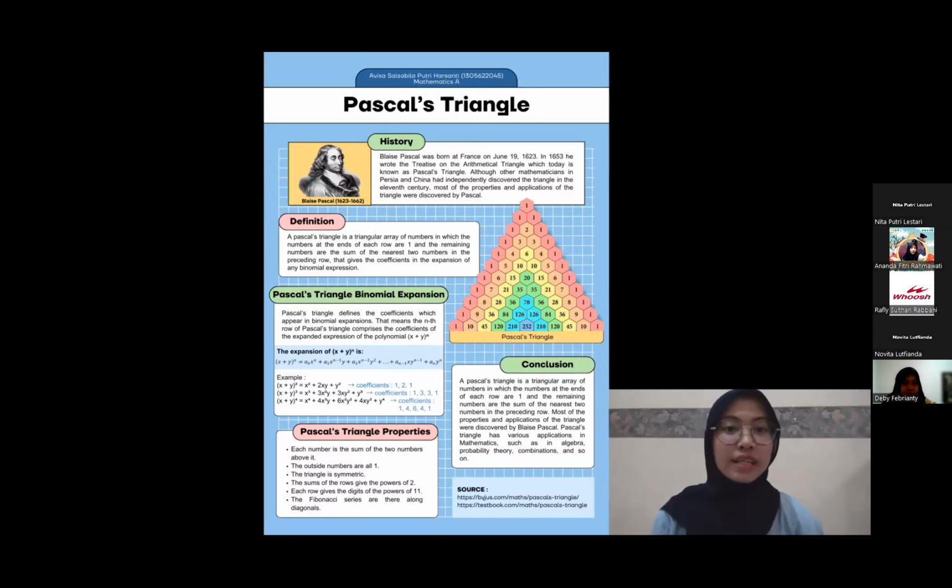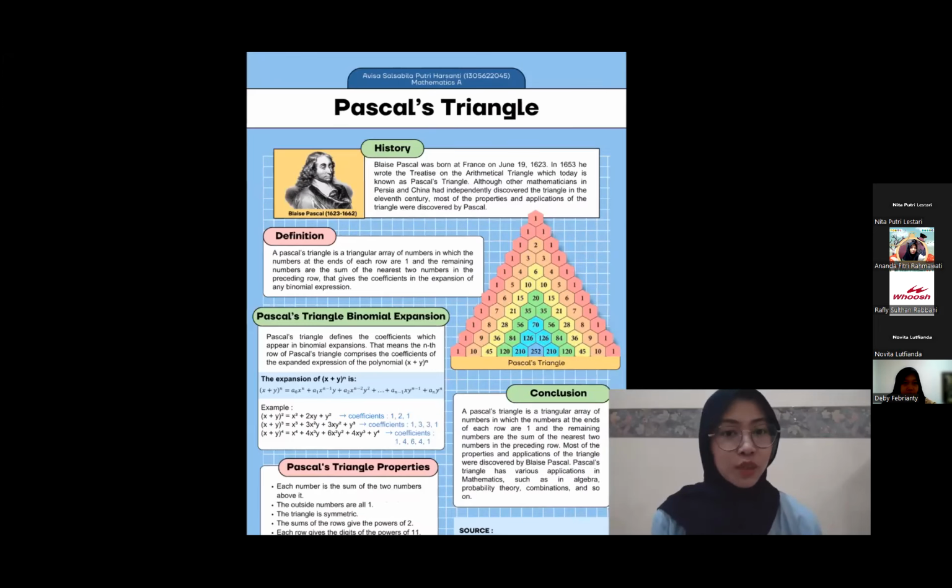On this occasion, I will present about Pascal's triangle based on the poster I have created. Firstly, Pascal's triangle is one of a number of mathematical concepts that are so interesting and impactful in various fields, from mathematics itself to computer science, statistics, and even probability theory. But do you know how Pascal's triangle came to be?